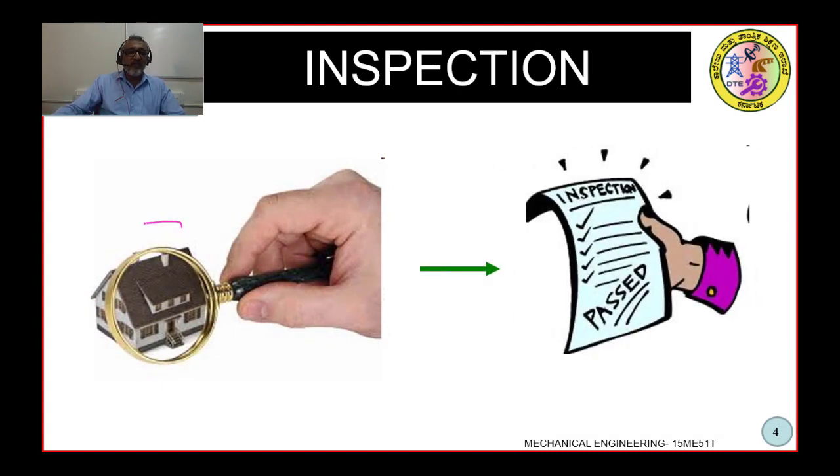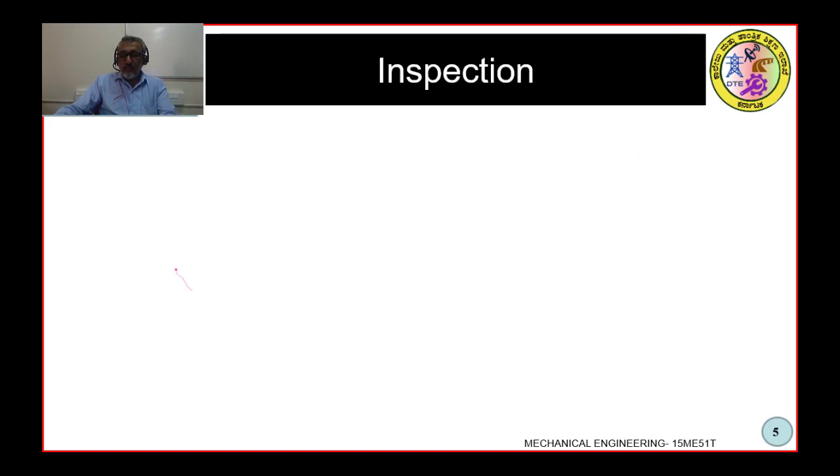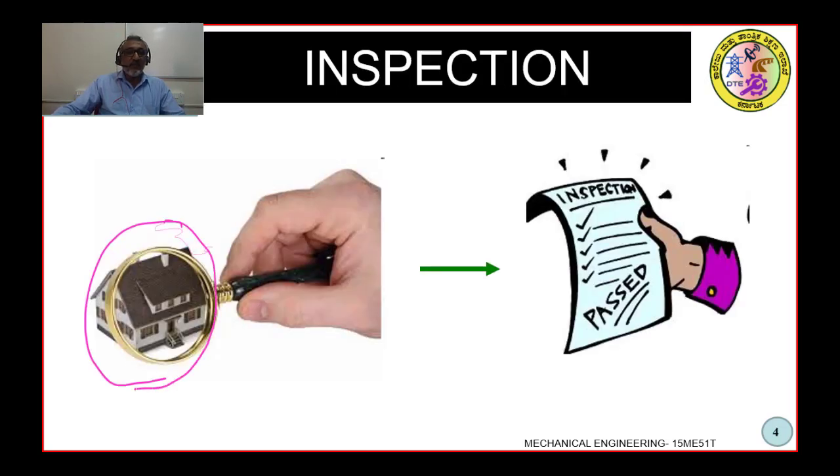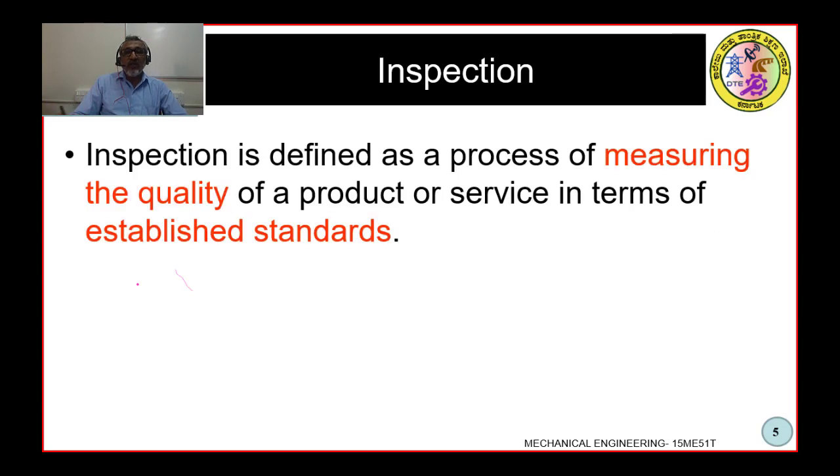So, inspection means you check something and then after checking, you have to say whether it has passed your test or whether it has not passed your test. This exactly is the crux of inspection. You check and then pass a judgment about the quality of the product. So, inspection is defined as the process of measuring the quality of a product or measuring the quality of service in terms of established standards.